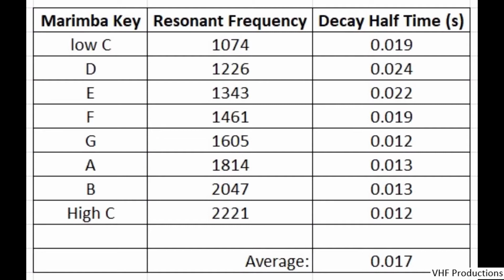Here we show you a table of the results of the resonant frequency and decay half-times for the 8 keys in the octave of the marimba from low C to high C. You will see that since the wood is the same wood for every key, and the only thing that changes is the span distance across the key, the resonant frequency goes from about 1,000 hertz all the way up to 2,200 hertz over those 8 keys. You'll also notice that the decay half-time is relatively short for these keys, on the order of 0.17 seconds, but relatively unchanged across all the keys.